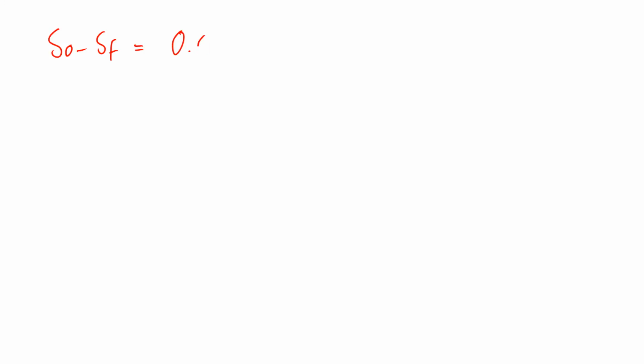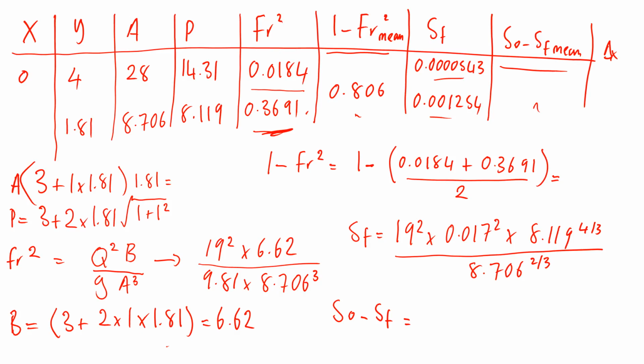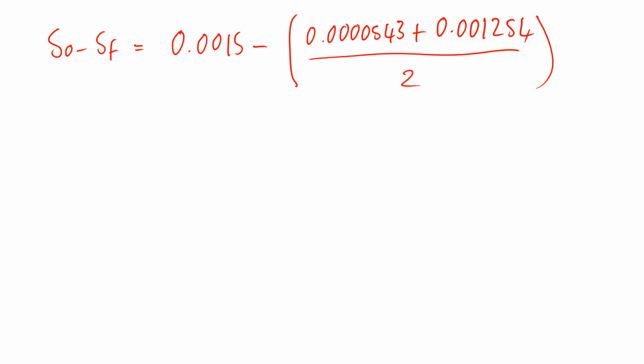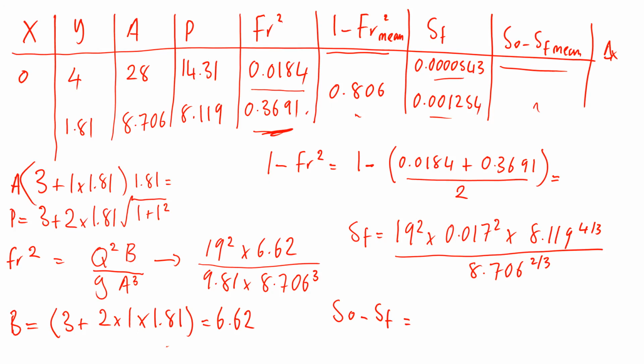0.0015 minus, so again it's going to be the mean value of that value and that value. So you do 0.543 plus 0.01254 over 2, and the value you get for that is 0.00845. That sits in between this value. So now you've got a value for 1 minus f of r squared mean and S0 minus S of f mean, and it's mean because it's based on these two values and then these two values, so you're taking the mean of those two values.